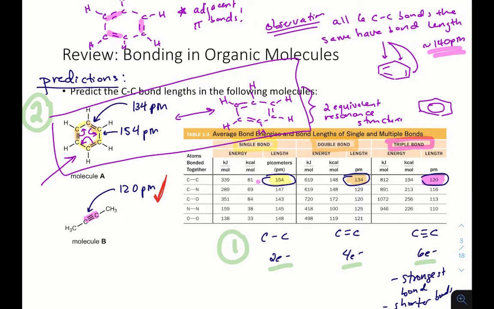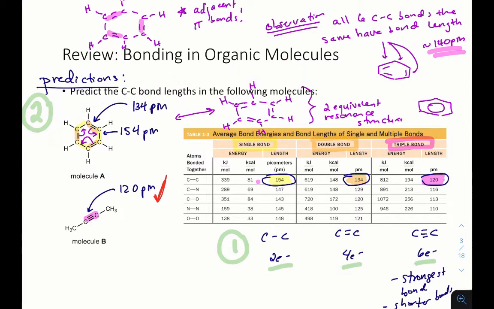When we first predicted the bond lengths for molecule A, we thought it might be simple. We thought that it had single bonds and that it had double bonds. We thought that the single bonds would be consistent with 154 picometers, and we thought the double bonds might be consistent with 134 picometers, the typical double bond length. But we were wrong, and we were wrong because molecule A is not simply described by this structure. It's described by both of these structures, and they are equivalent.